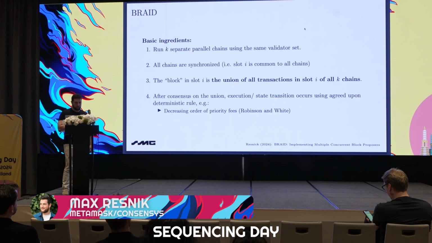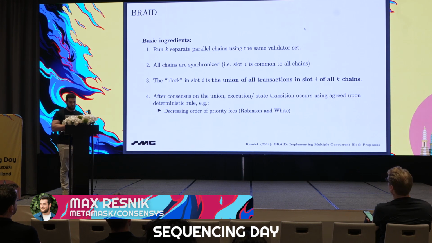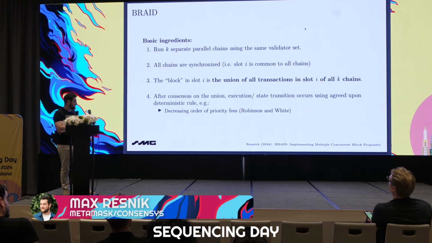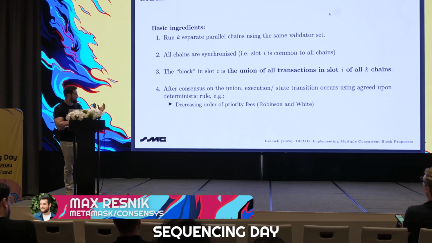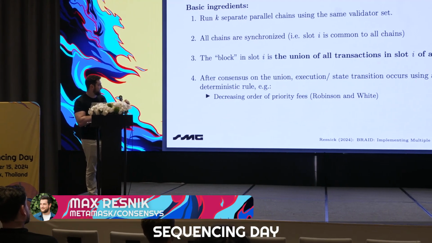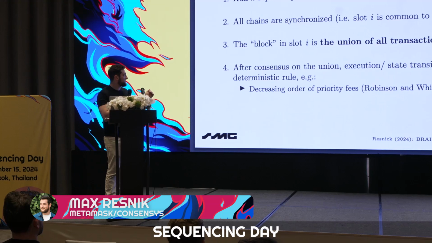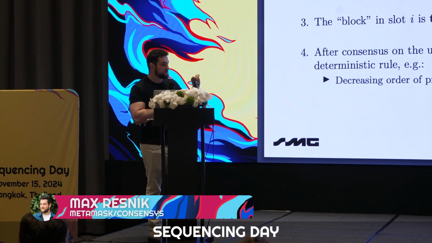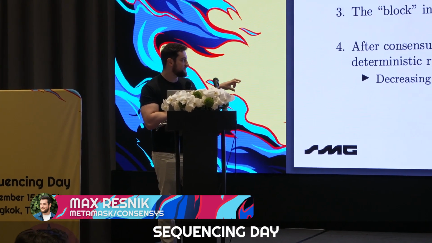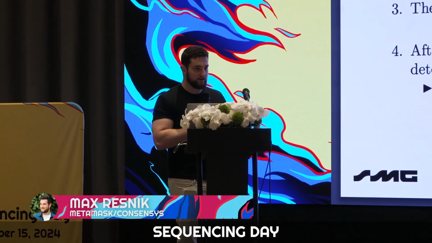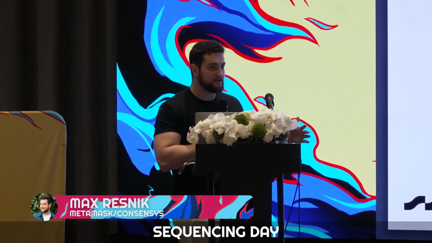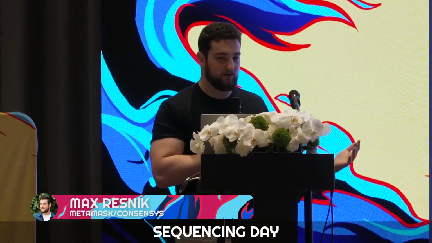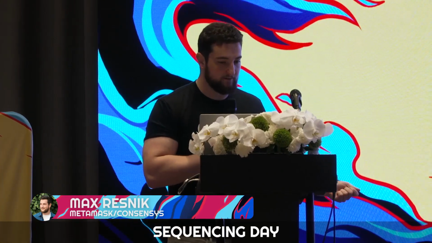So let's talk about what we're going to do. Formally, we're going to run K separate parallel chains using the same validator set. This is something that a lot of people are confused about when they first hear about Braid, mostly probably because we haven't written down the spec and put it out for you guys. But the same validator set means that all validators are participating in consensus on all the chains. That means we're not splitting up into like 10 different validator sets and having them each do one chain. Actually, everybody's working on all of the chains at the same time and attesting to all of them.